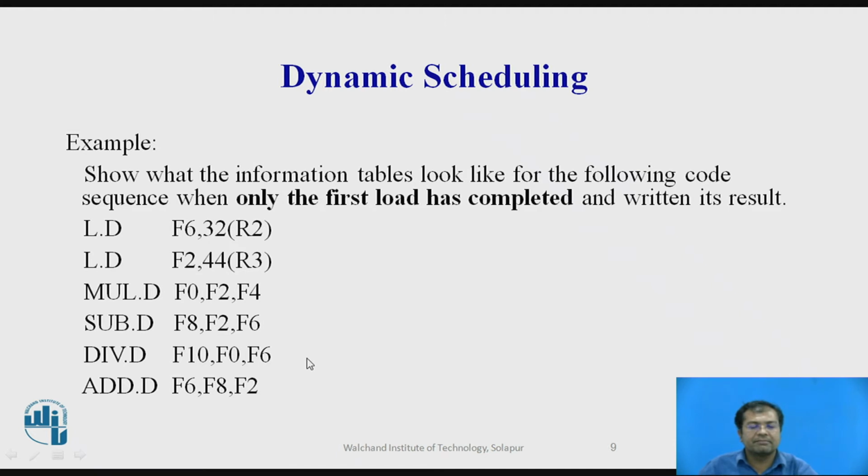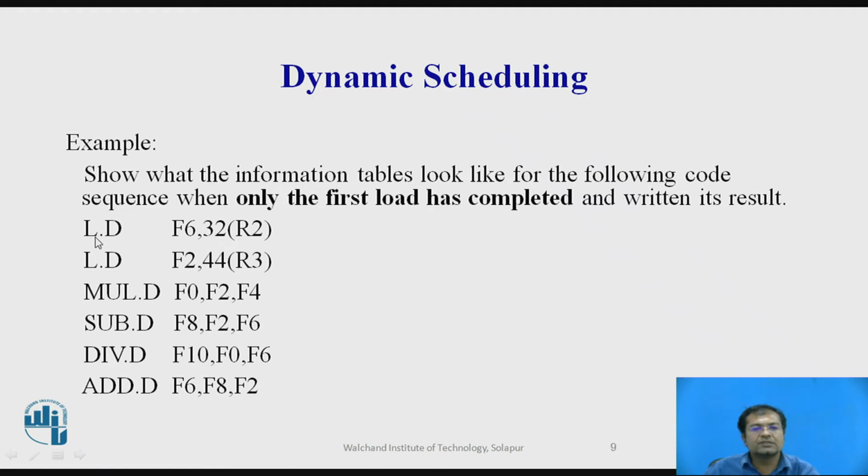Let us see one example of how this dynamic scheduling helps. Show what the information tables look like for the following code sequence when only the first load has completed and written its result. So it is assumed that the first load instruction is executed. At this instant, we need to draw the respective values.